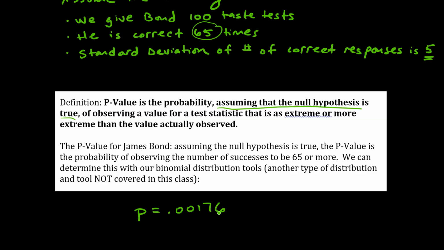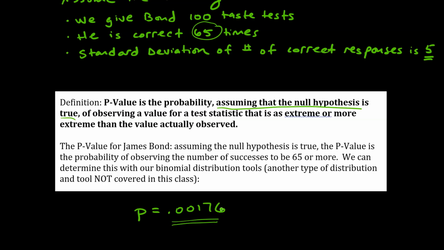And so 0.00176 is a very small probability. And so this is saying that assuming the null hypothesis is true, so assuming that Bond really doesn't have the ability to tell the difference between a martini that's shaken or stirred, then the probability of us seeing what we are seeing is actually really, really low. And so it's so low, in fact, that we've got one of a couple of decisions to make.